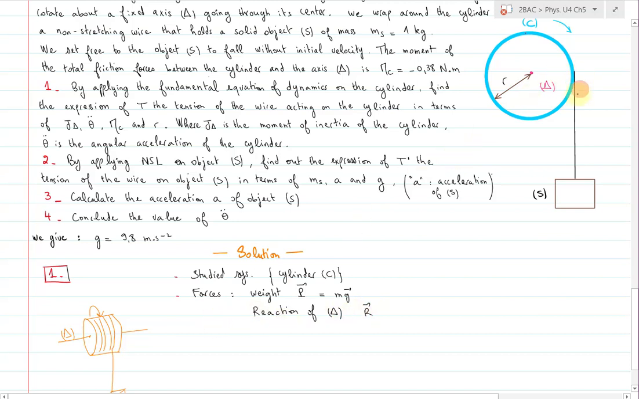And the third force is of course the tension of the wire. هادي يعني اللي كيطبق الخيط على السيلندر، حيت هو اللي كيخلي ان السيلندر يقوم بعملية الدوران. ف the last force is the tension of the wire. نسميها T كيف ما سموها في exercise.